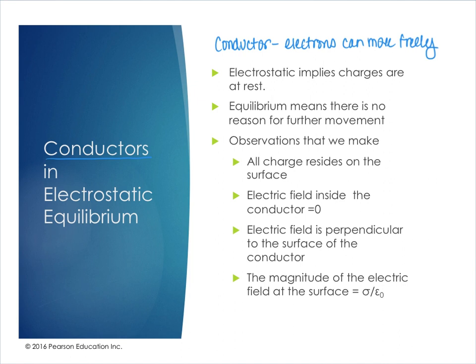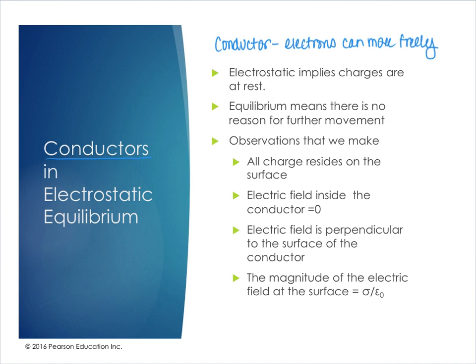So when we have this situation, there's a series of observations that we want to remember because it's going to help us answer questions. The first one is that all the charge in the conductor, if it has an excess charge, will be on the surface of the conductor. Related to this, because all the charge is on the surface, the electric field inside the conductor has to be equal to 0. Next, we will find that the electric field is perpendicular to the surface of the conductor. And finally, the magnitude of the electric field at the surface is going to be sigma over epsilon naught.